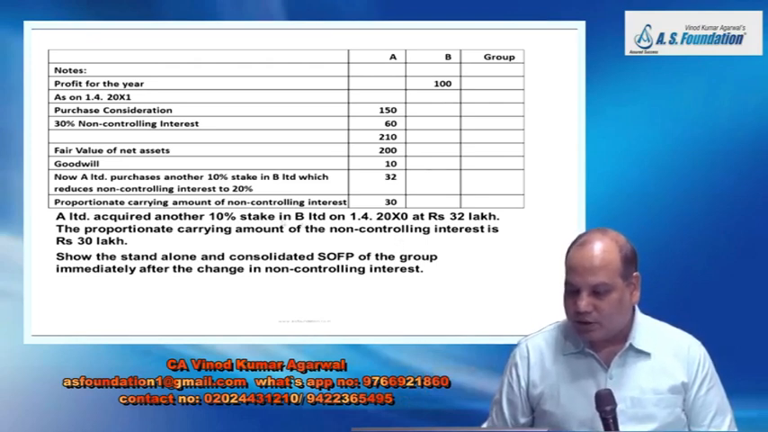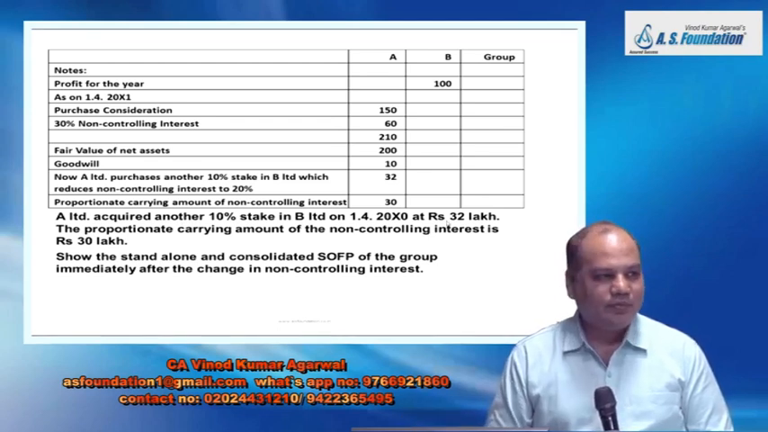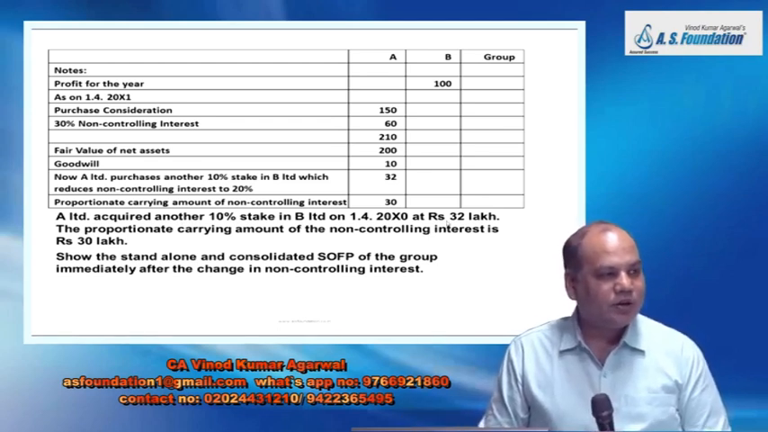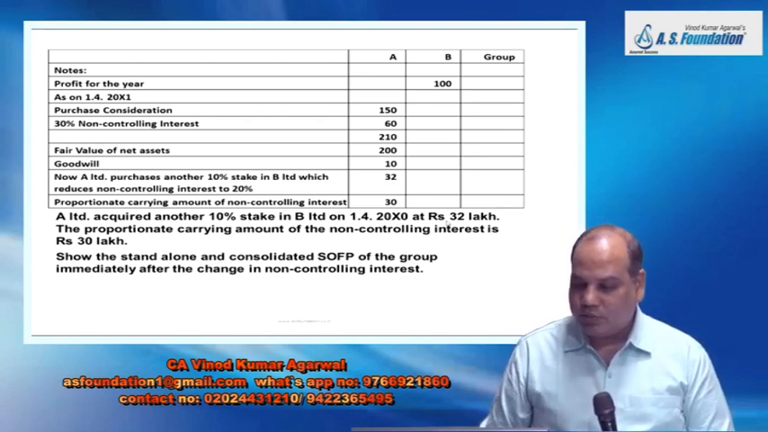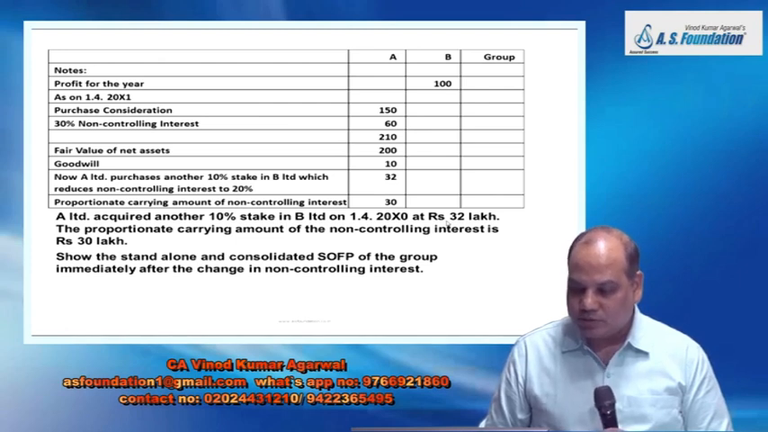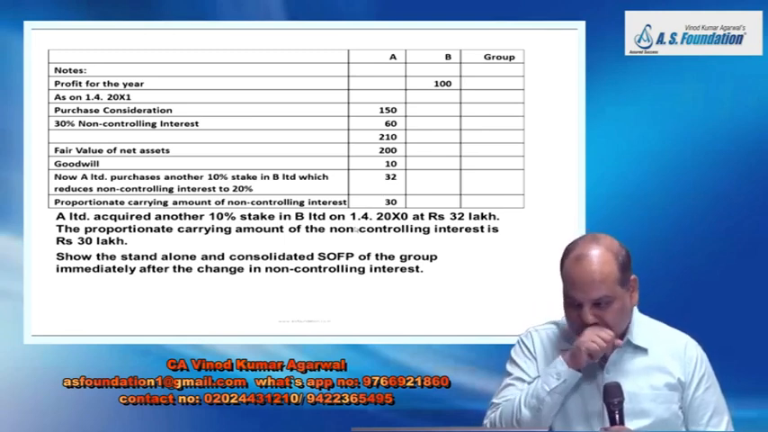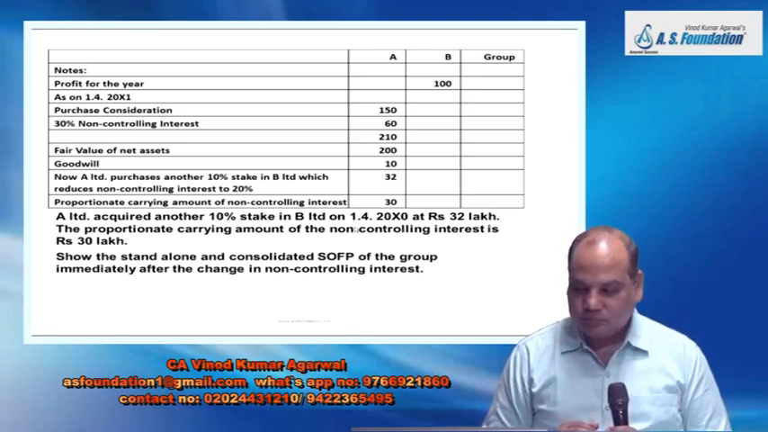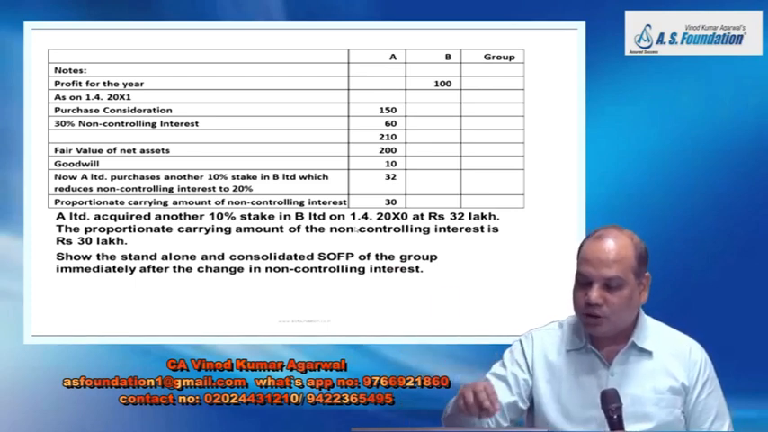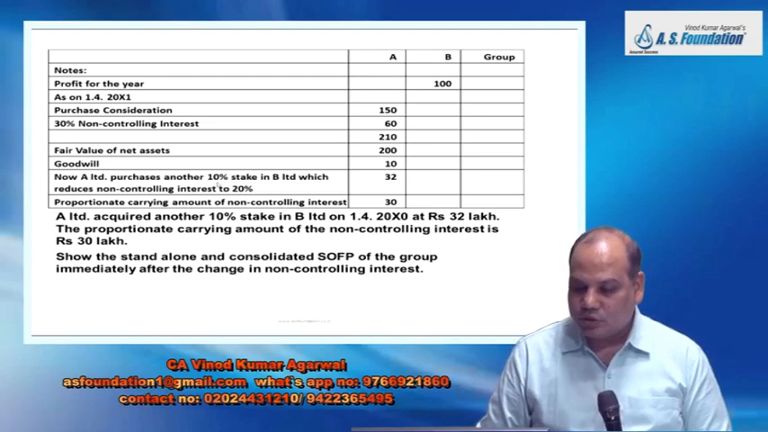What is the entry you will pass? One entry only. In the separate financial statement, what entry will you pass? Investment account debit to bank, 32, 32. And in the CFS, what entry will you pass? NCI account debit 30. But to bank you will write 32. The difference of 2 will come on the debit side as a loss. So that you will adjust in equity, group equity.